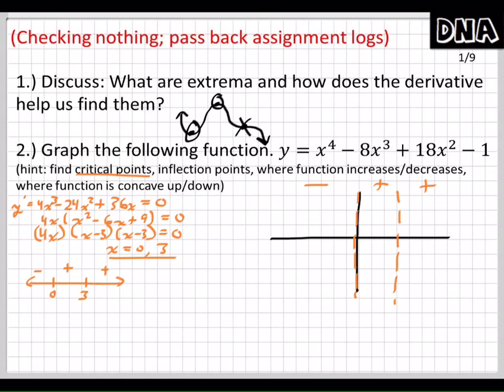Let's also do our second derivative test. So we've got to get our second derivative going on right here. So we take the derivative of the derivative. So we get 12x to the second power minus 48x plus 36. We set this equal to 0 so we can find our possible inflection points. I can take out a 12 from all those.